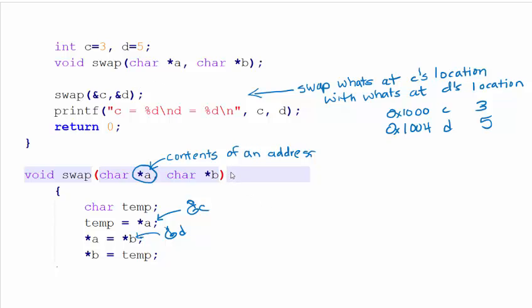So I'm saying swap what's stored at C's location with what's stored at D's location. So now I go down here and I look at the actual function that we created, and what this means right here is the contents at some address. So I'm going to swap some contents at a particular address. And what do I pass in? I pass in an address right here, but I'm going to get the contents of what's at that address, the thing that I'm pointing to.